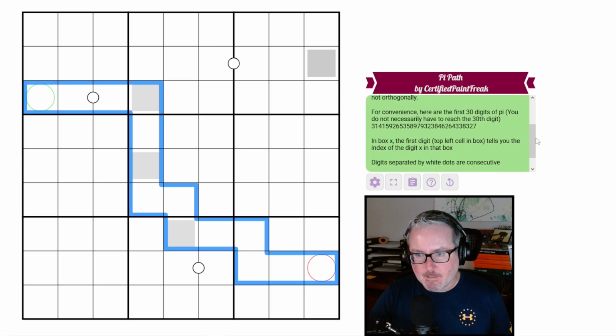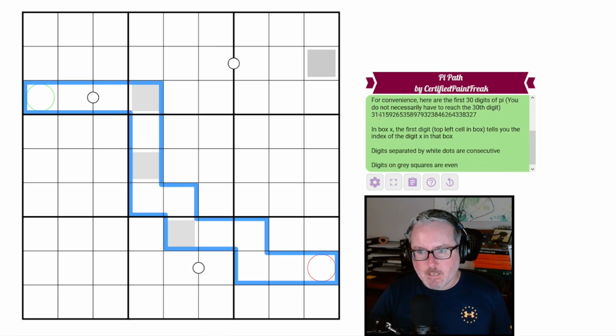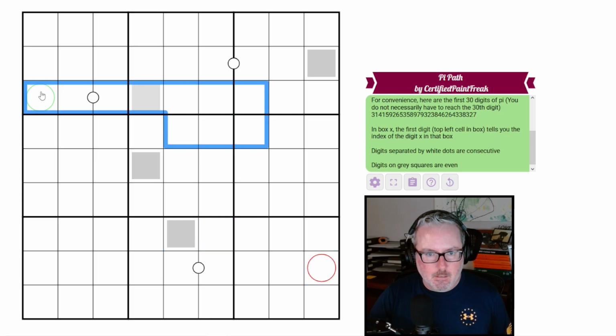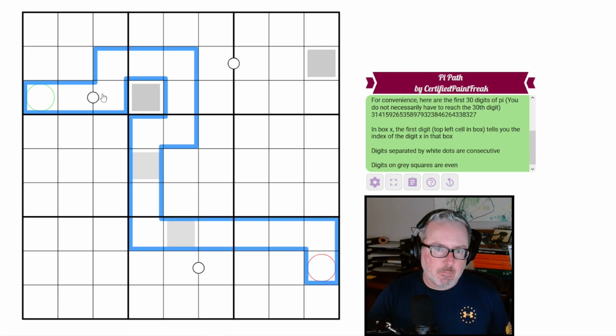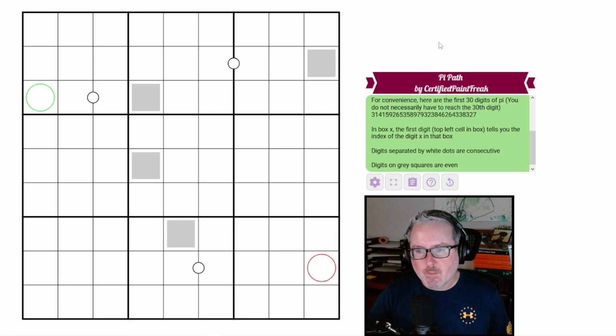And they've conveniently put those digits here in case you don't know past the 5th digit, which I don't, so it's good to have it. So for convenience here, the first 30 digits of pi. You do not necessarily have to reach the 30th digit though. But anyway, we can make a path here. It can't touch orthogonally, so it can't double back on itself, but it could touch itself diagonally like that. So that would be usable.